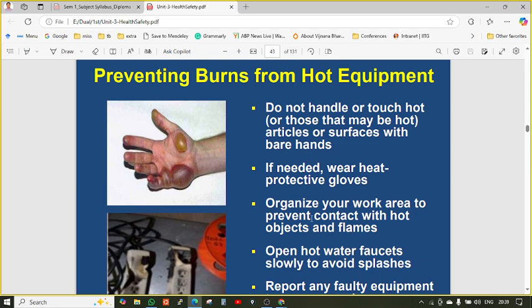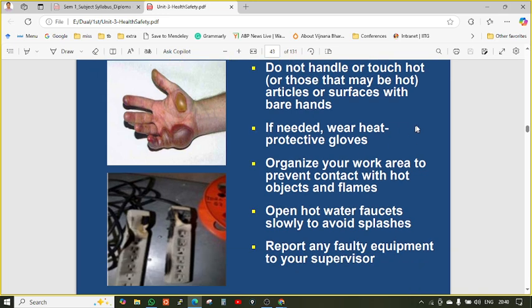Next, preventing burns and hot equipment. After electrical, we come to these, which are all under physical hazards. Burns and hot equipment: if you just touch hot liquids, your hands will be burned. So do not handle or touch hot liquid or hot surfaces with bare hands. Always use hand gloves. If needed, wear heat protective gloves.